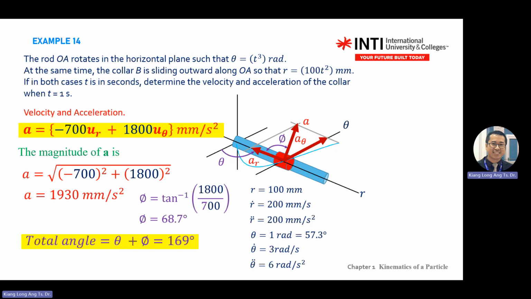You take this direction plus this angle. 57.3 is here, plus the collar angle, the acceleration angle. Sorry, it should be here, I labeled it wrongly. Is it correct? 180 is what? Theta. This is theta, right? Okay. Theta over this one. That's it.